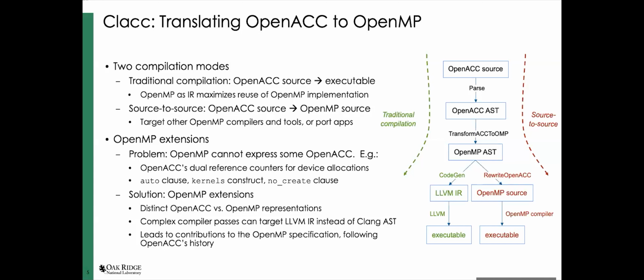Because Clacc translates OpenACC to OpenMP for the sake of traditional compilation, it seems reasonable to expose the OpenMP source to users who want it, and this is the goal of source-to-source mode.